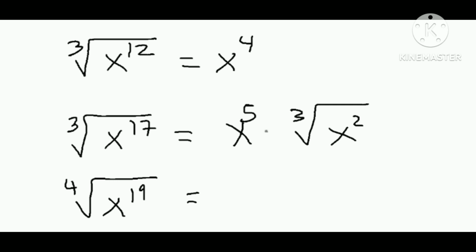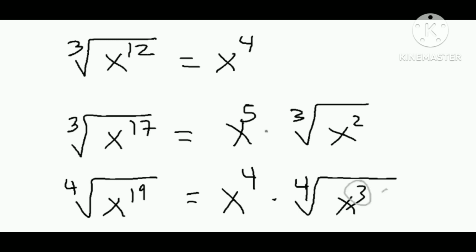Now for this one, how many times does 4 go into 19? 4 goes into 19 4 times, because 4 times 4 is 16. And 19 minus 16 will give us a remainder of 3. So we're going to have the 4th root of x to the 3rd. So this is going to be the remainder.